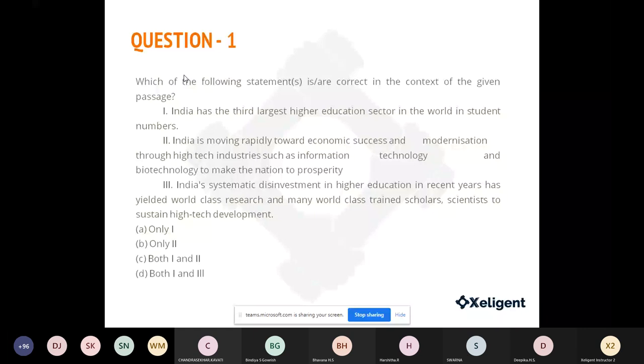Now read out the question. Which of the following statements is correct in the context of the given passage? One, India has the third largest higher education sector in the world in student numbers. Two, India is moving rapidly toward economic success and modernization through high-tech industries such as information technology and biotechnology to propel the nation to prosperity. Three, India's systematic disinvestment in higher education has yielded world-class research and many world-class trained scholars and scientists to sustain high-tech development. What is the answer?